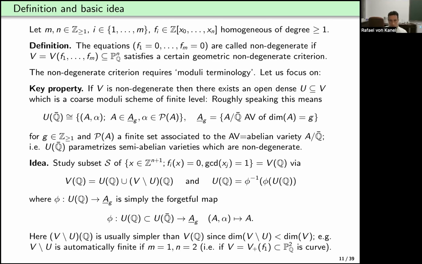So for example, this V minus U is automatically finite if V is a curve. So for example, if m is 1 and n is 2, then this V is of this form, and then we know that this set is automatically finite. And so in certain situations this can give some advantage. And then one can also reduce to studying the abelian varieties which lie in the image here of U(Q) under this map phi.